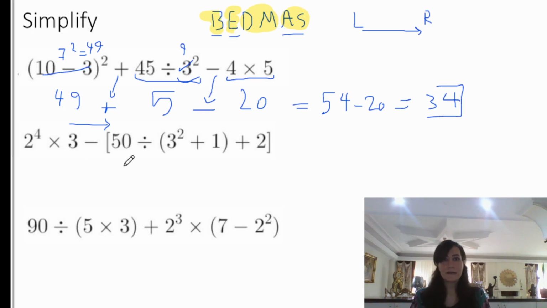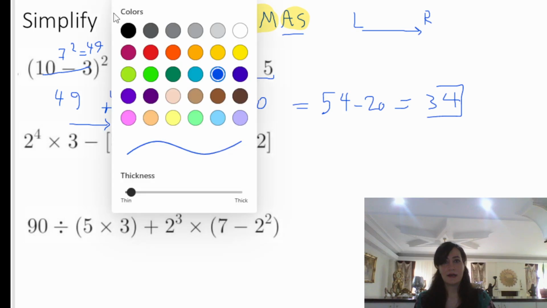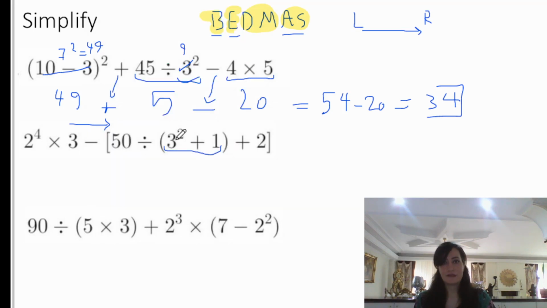Okay, I will go for the second one. Here, I see one bracket, but inside my bracket, I have one parenthesis as well. So I have to start from the innermost. I come inside this parenthesis. Inside this parenthesis, I see 3 to the power of 2 and then plus 1. So let me change my color. 3 to the power of 2 gives me 9, plus 1 gives me 10. I will write here 10.